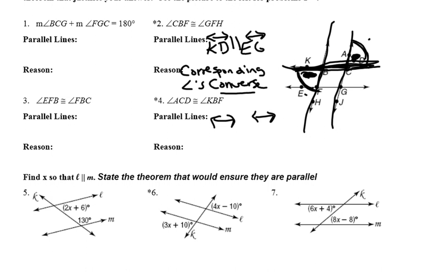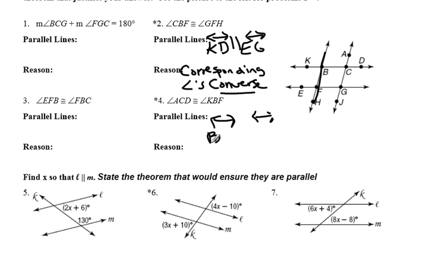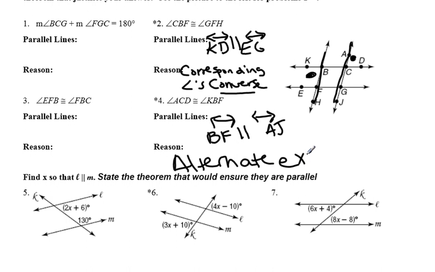So I'm going to name those 2 lines with 2 points that lie on the line. I'm going to clean that up a little bit here. So we can do line BF or BH, I'm going to call it BF, is parallel to line AC or AG or JG or CG or any 2 points on this line. I'm going to call it AJ. And the reason those 2 lines are parallel is because our alternate exterior angle converse says that when alternate exterior angles are congruent, then the lines that form them are parallel.